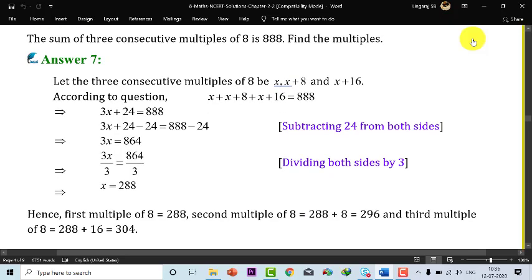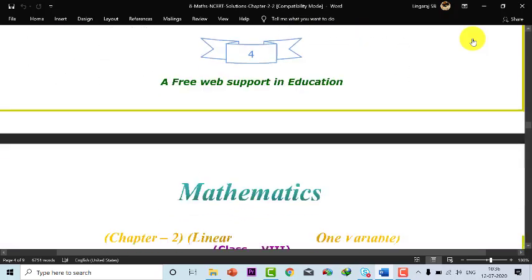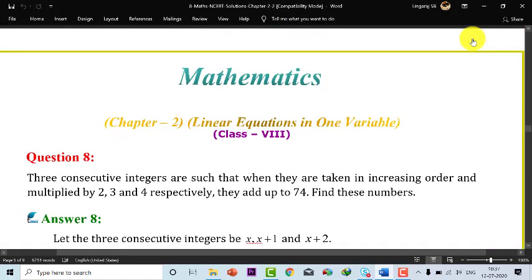So according to given, hence first multiple of 8 is 288 and second multiple of 8 is 288 plus 8 is equal to 296 and third multiple of 8 is equal to 288 plus 16 is equal to 304. So next we can move for question number 8.